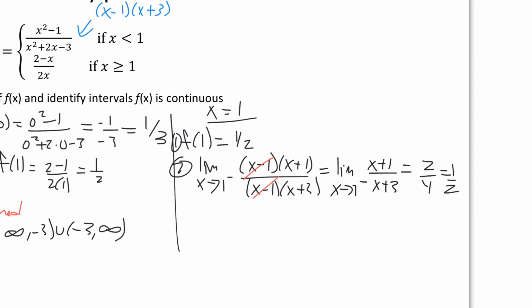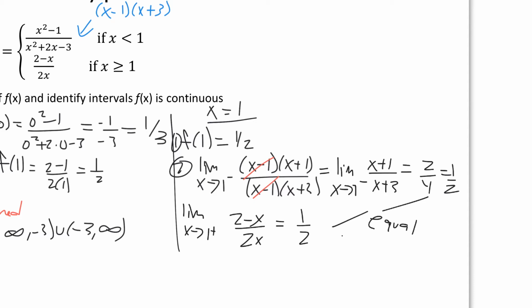Okay, let's go ahead and do the limit as x approaches 1 from the right. That's going to be (2 minus x) over 2x. So it'll be 2 minus 1, which is 1 over 2. And these two are equal. So therefore, the limit as x approaches 1 of f of x exists and it equals a half.